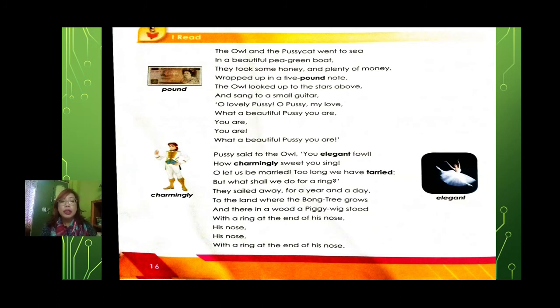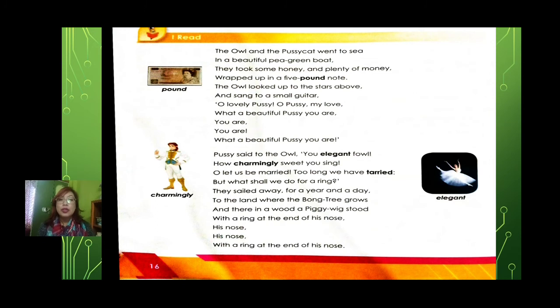And there, what did they find? They find one pig. Okay, and in the nostril of the pig was a ring. So there was a ring in the nose of the pig. So they found that the pig had a ring on its nose, and we know that the pussycat and the owl want to get married and they need a ring. So they were very happy because they finally found an animal which has got a ring on the nose.